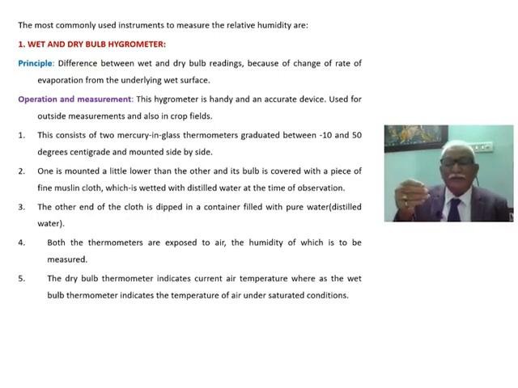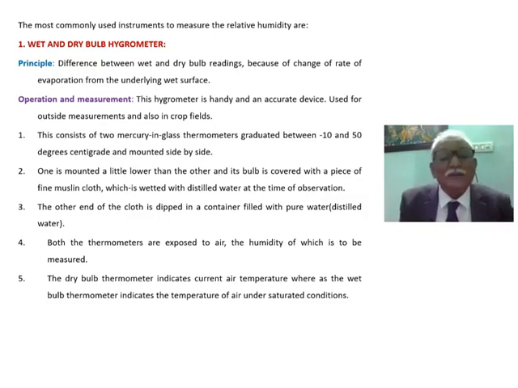We take the wet bulb reading and the dry bulb reading. Usually the dry bulb reading will be more. We subtract: say the dry bulb reading is 30 and the wet bulb reading is 25. What is the difference? 5. So we go to the hygrometric tables and measure the humidity from the dry bulb hygrometer.